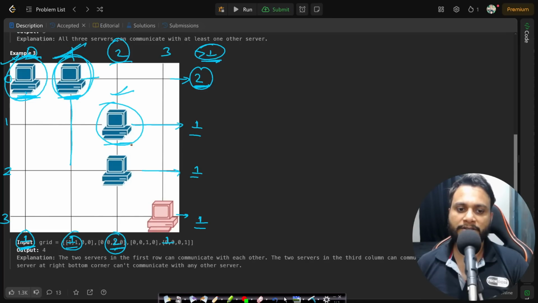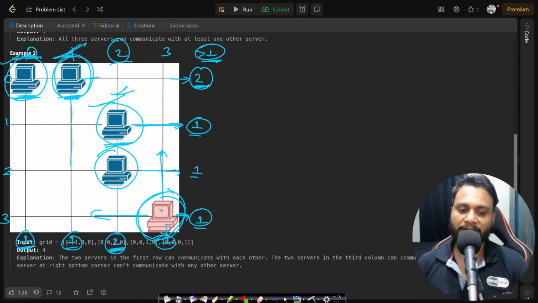If you look at the third server, then in the same row, the count is 1. So it cannot communicate with anybody in the row, but on the column side its frequency is 2. That means it can communicate with somebody else, and the same reason goes for this fourth server. But for the fifth server, you will see that on the row side the frequency is 1, and on the column side the frequency is 1. That means this is the only server present in this row and column, and that is why it cannot communicate with anybody else. So this becomes a non-communicating server.